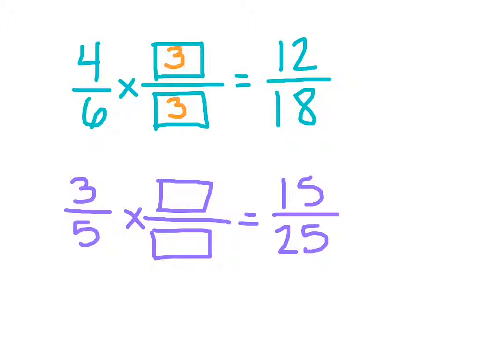And how about 3/5 times what equals 15/25? Well, 15 divided by 3 is 5. So 3 times 5 is 15. So if I'm going to check my work, is 5 times 5 25? Yes, it is. And 5/5 would be equivalent to what? 1. Did I do the same on the top as I did on the bottom? You absolutely did. Then I am correct.